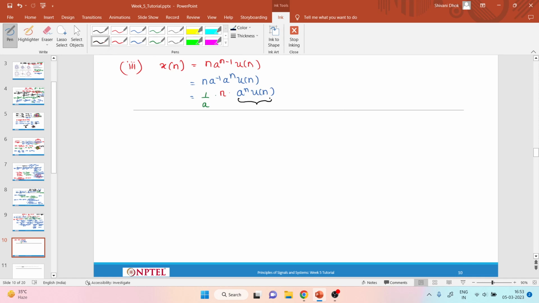Now this is the standard form that we know. So the z transform of this standard form is simply z upon z minus a, where magnitude of z is greater than magnitude of a.